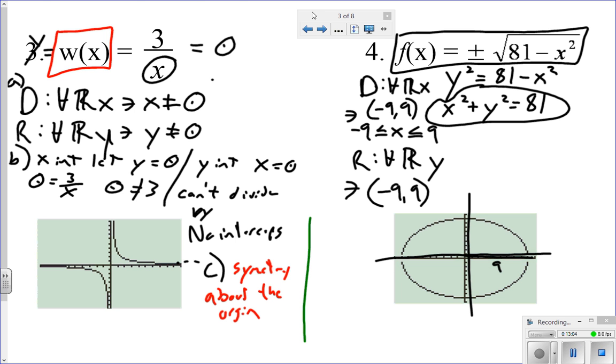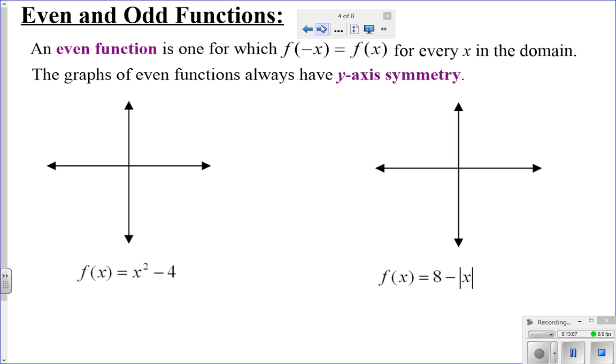Okay, next piece. So even and odd functions. We're going to define even and odd functions. Even functions have symmetry about the y-axis. In other words, their values when x's are negative are the same as when x's are positive. So parabolas are our classic even function.